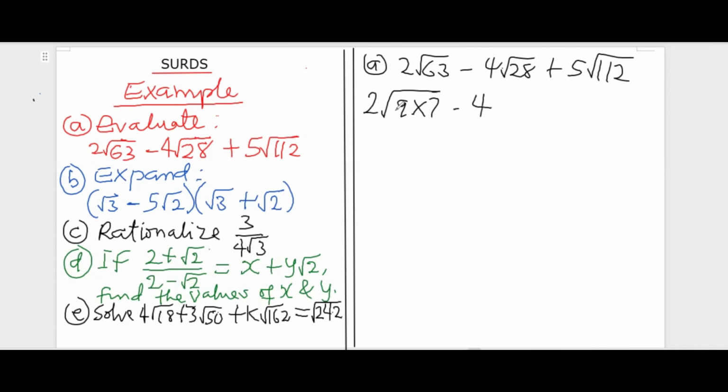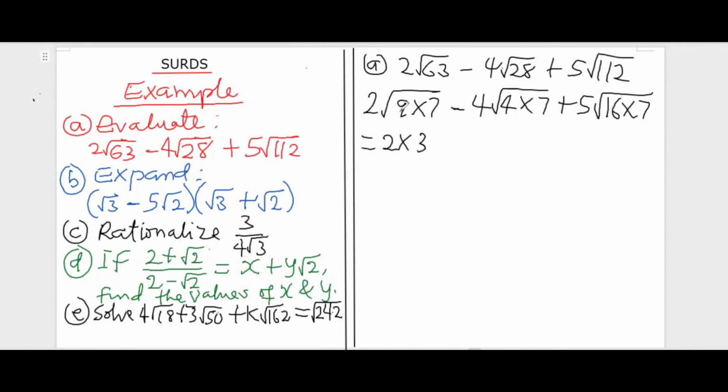Then minus 4 into root 28. We can have 4 as a perfect square there. That's 4 times 7, plus 5 into root 112. I can see that the number in the root that will be left will be root 7. So let me divide 112 by 7 to see what it gives. That is 16 times 7.